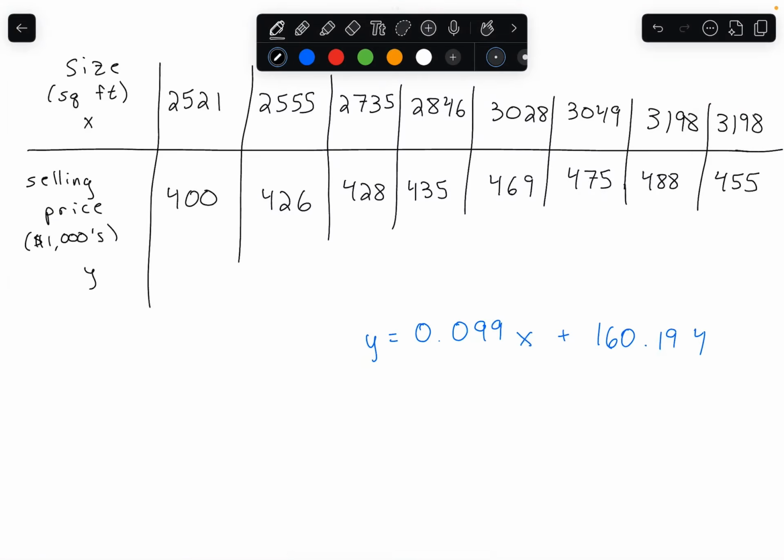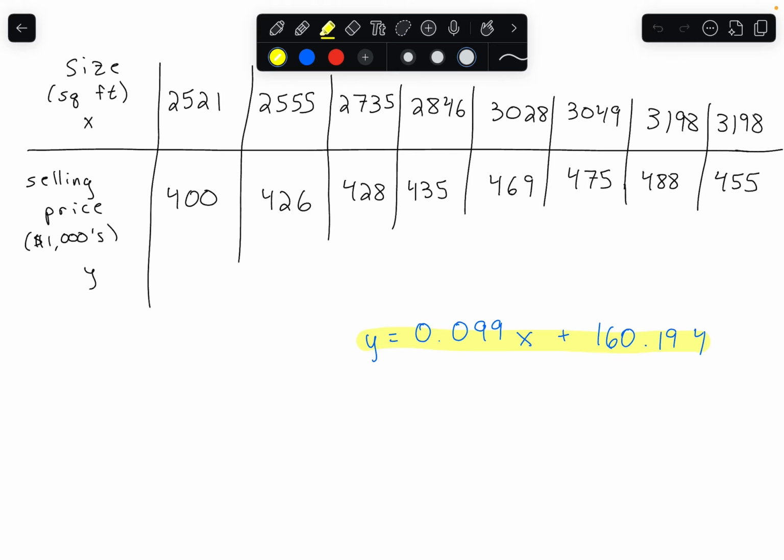In this video, we're going to talk about how to interpret the slope of a least squares regression line. So we're using the same data set we've used throughout this chapter 8 here. We have for our x values the size of a home in square feet, and then the selling price of a home in thousands of dollars. We calculated in the last video the equation of the least squares regression line.